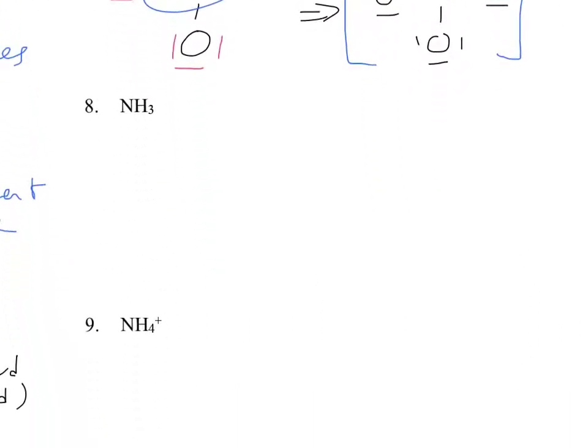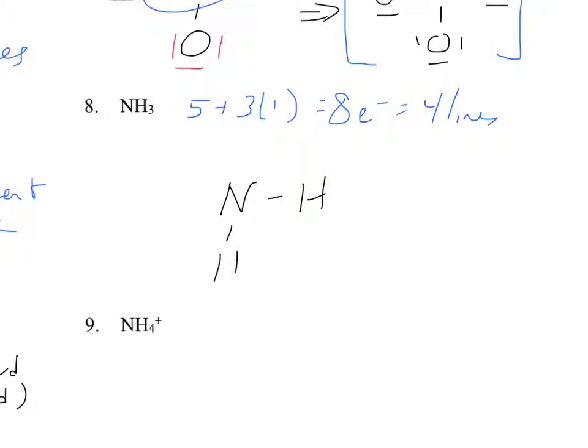Next, let's move on to ammonia. And the nitrogen has 5 plus 3 times 1 for a total of 8 electrons, 4 lines. Put the nitrogen in the middle, hydrogens around it, and finish up with an unshared pair on the nitrogen.